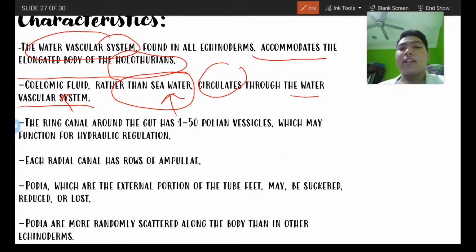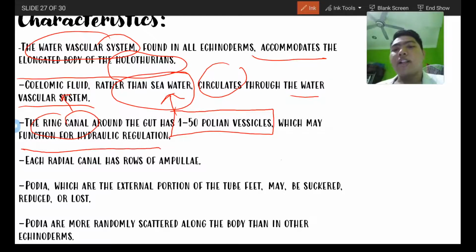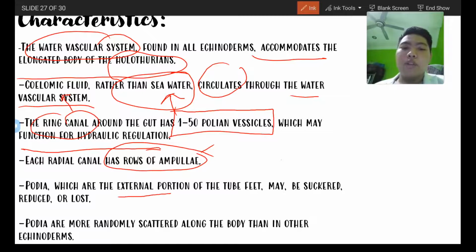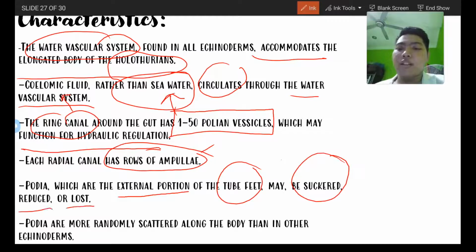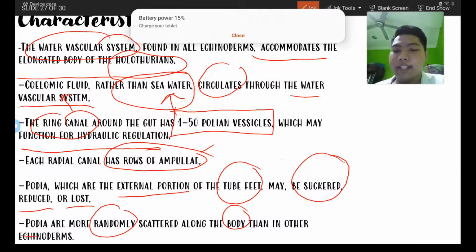The first, a ring canal around the gut, has 1 to 50 Polian vesicles, which may function for hydraulic regulation. Each ring canal has a row of ampullae. The podia are the external portion of the tube feet, which may be suckered, reduced, or lost. These podia are more randomly scattered along the body than in other echinoderms.